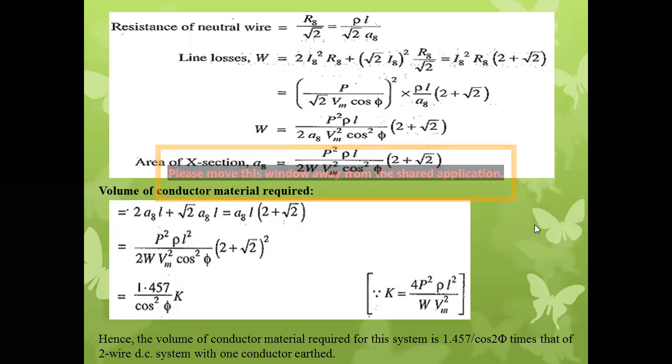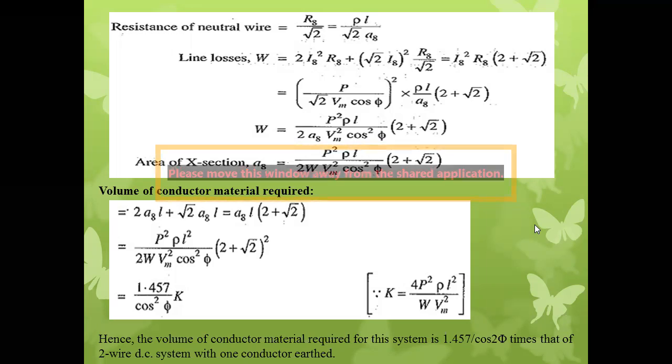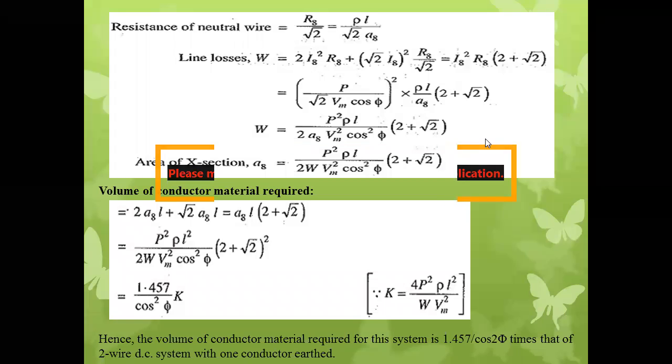Value for the K is what? 4P square rho L square divided by W into Vm square. Yes or no? So how will it be converted into K's form? Tell me. We can write over here 4.412, or what is the answer? All of you got the same answer? Yes, I am asking all of you.